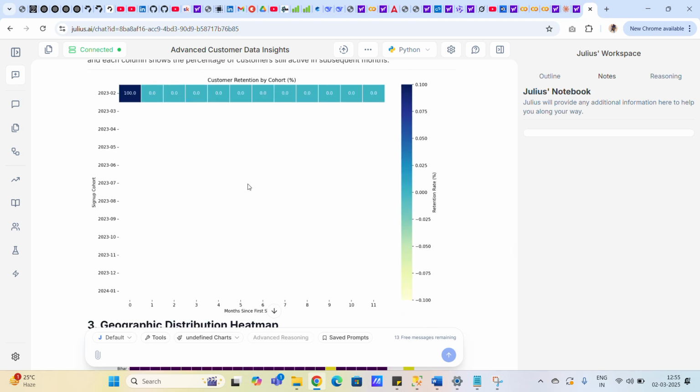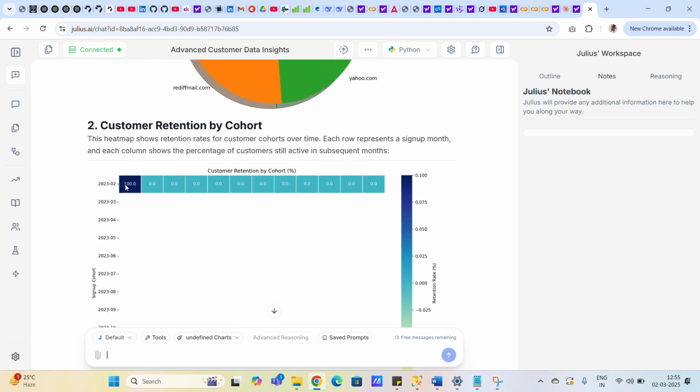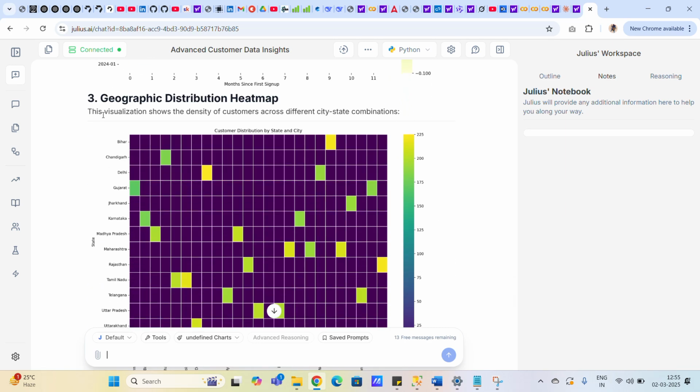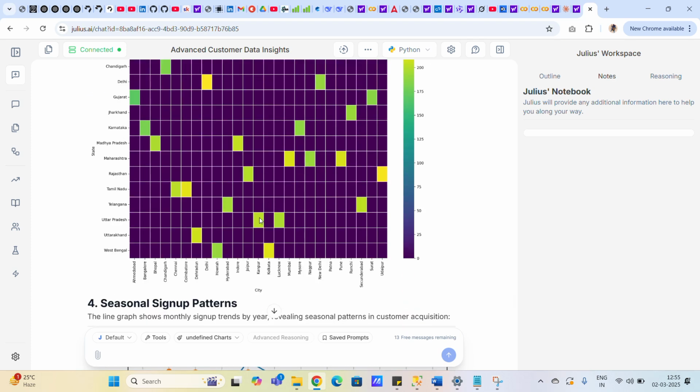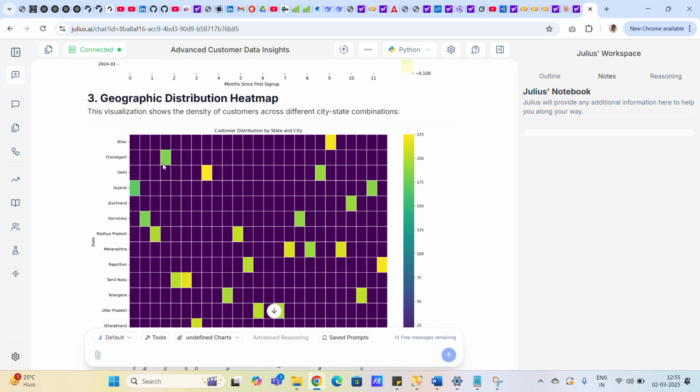So with this, we can see that the customer rate is 100%, like no customer is still active, right? And then this visualization shows density of customers across different city and state combinations. As you stated, this Gujarat is having the correlation of city and state, right?